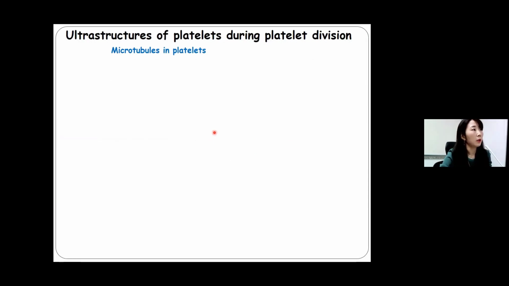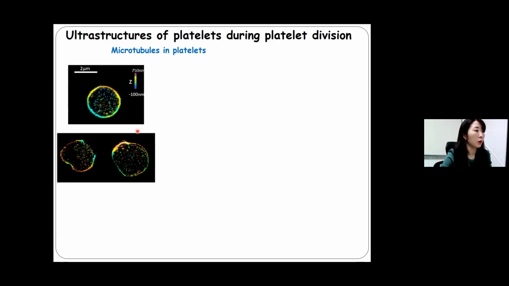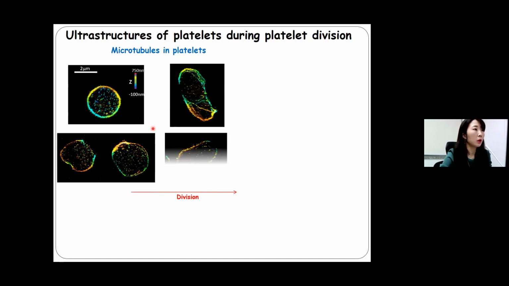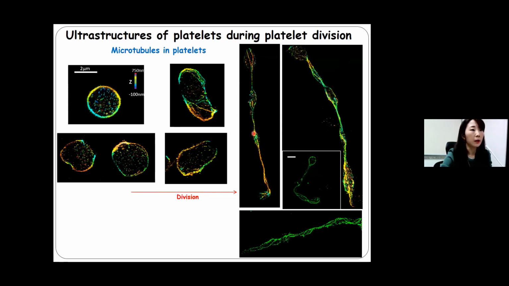So based on this, we tried to observe the ultrastructure changes of the organelles during this division process. First of all, we took STORM imaging for the microtubule. In resting platelet, we could again observe the ring shape of the microtubule, in other words, the marginal band. And then as the division process goes on, it started to be unwound and elongated, and then finally formed the multibody like this.